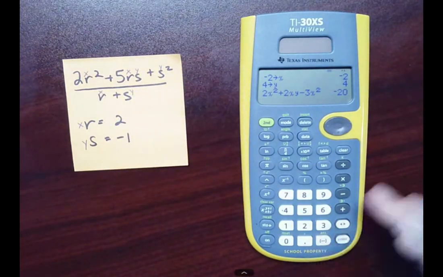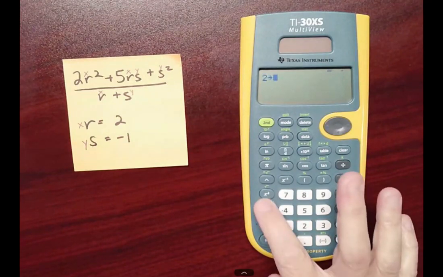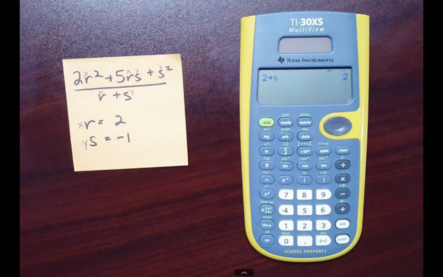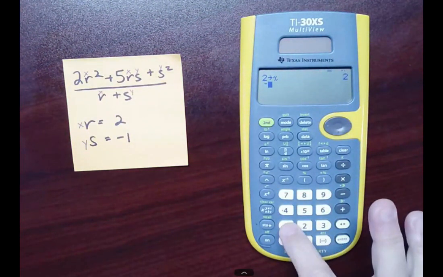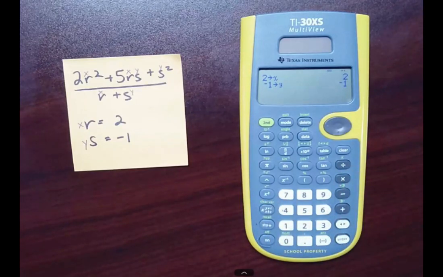So now we'll clear our calculator. The first thing we have to do is store the variables. So we want 2 stored for X. Number, store, letter, enter. 2, store, X, enter. And I want -1 for Y. -1, store, once for X, twice for Y, enter. Now that I have my numbers stored for my variables, we can type in our problem.